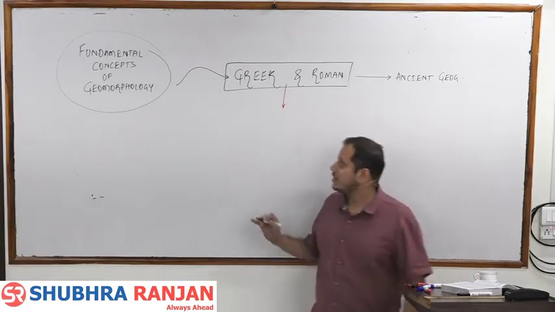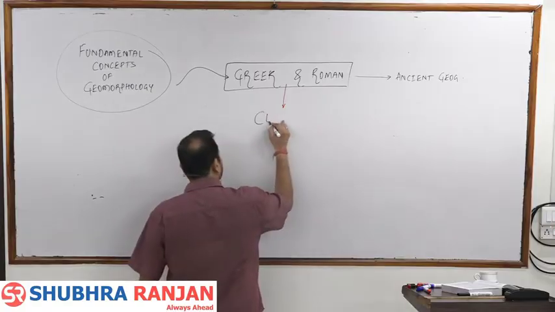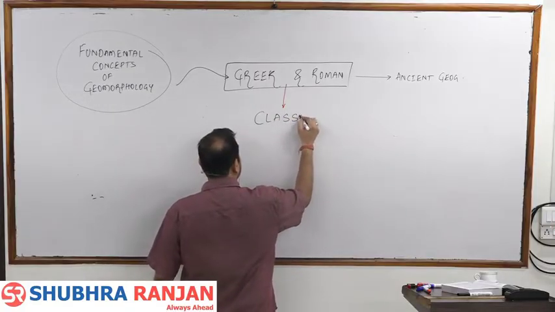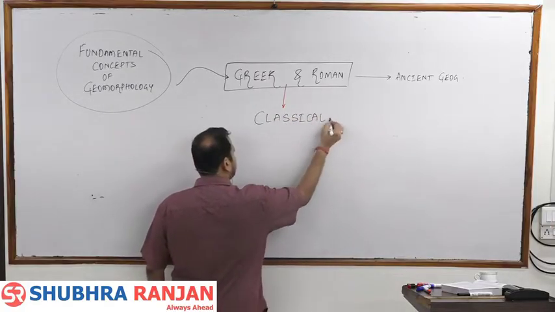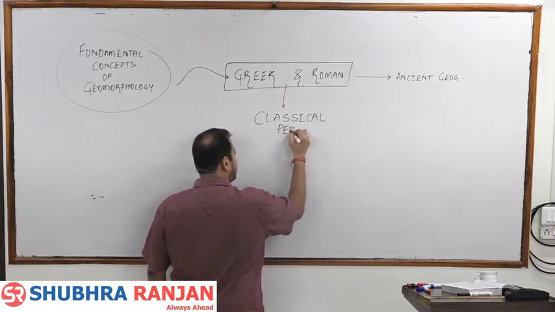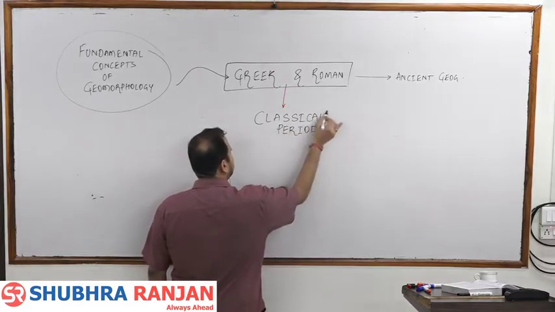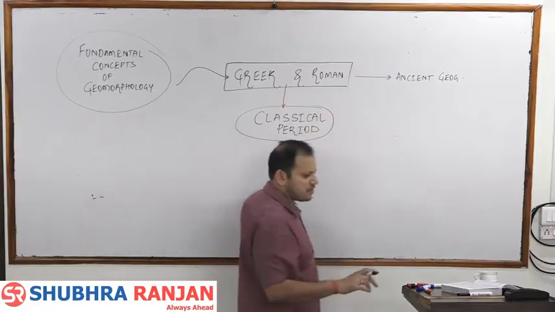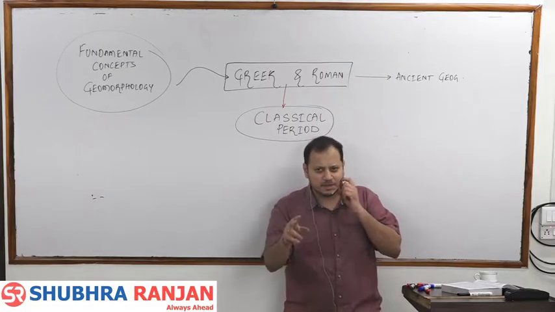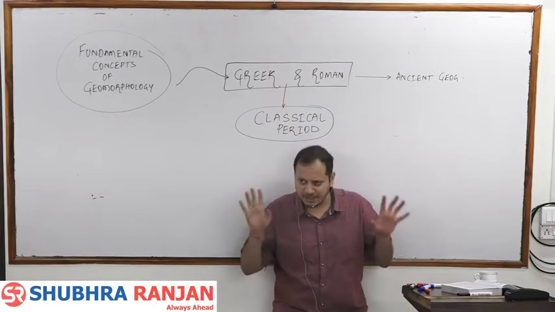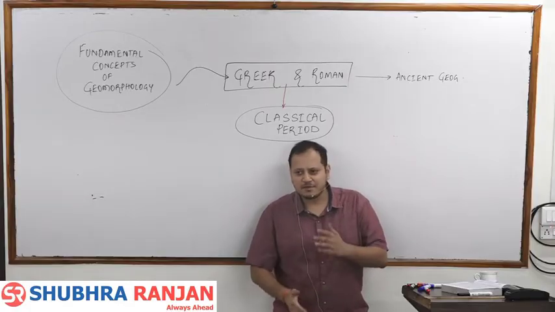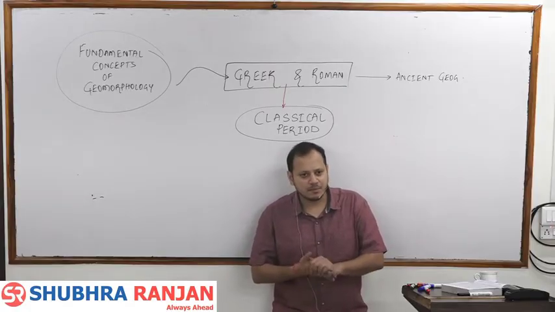Then in the thought, we will come to the next period, which is known as the classical period of geography. It is still an ancient period, but classical period because development occurred here. There were two important thinkers. I am not going to make you write anything about the classical period. There were two important thinkers here, Humboldt and Ritter.